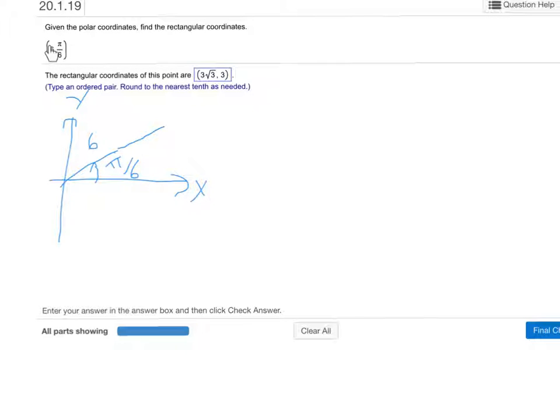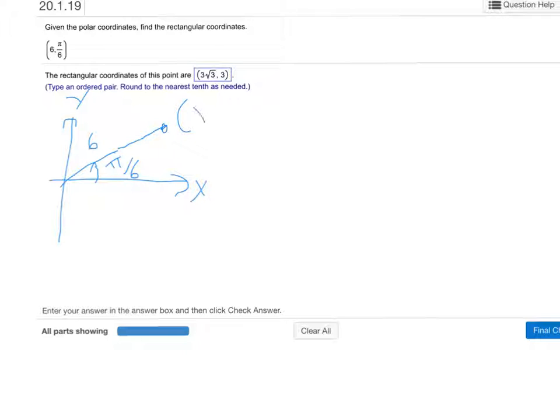I received your question. You're given polar coordinates and you want to find rectangular coordinates. So the polar coordinates are 6 and pi over 6 radians. I'm trying to draw a picture of it. The length here is 6, and the angle here is pi over 6 radians. And what we want to find is the coordinates here.